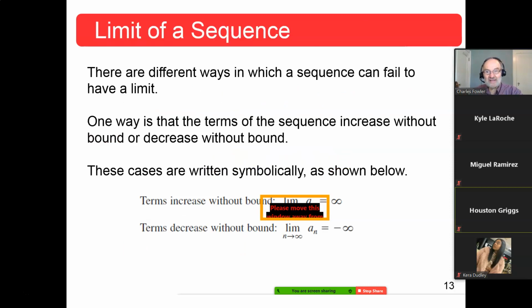So this is saying if they just keep increasing without bound or decreasing without bound, going down, there's no limit. Those cases are written symbolically this way. The terms increase without bound: the limit of a sub n as n approaches infinity is infinity. And terms decreasing without bound: the limit of a sub n as n goes to infinity is negative infinity.